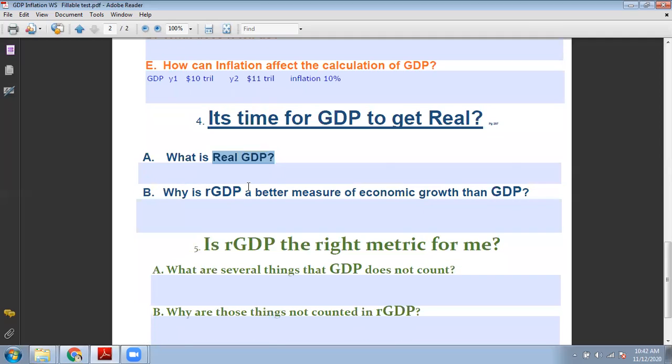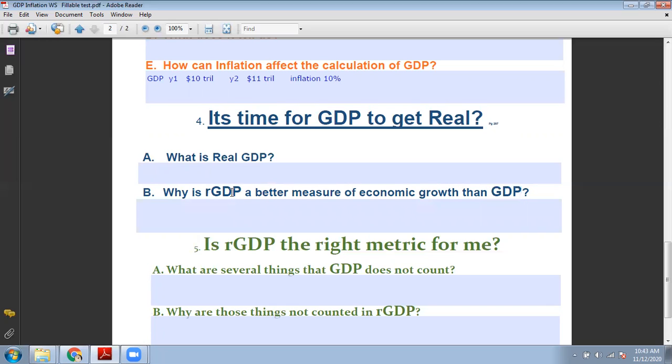So why is real GDP a better measure of economic growth than just GDP? Because real GDP gives us the actual measure of production increase and not just a measure of how prices changed from one year to the next. So what are you putting in here? You're putting in, remember, real GDP is giving us an accurate measure of production and not just how much prices change from one year to the next. That's what you want to put in there for what's the difference between real GDP and GDP.